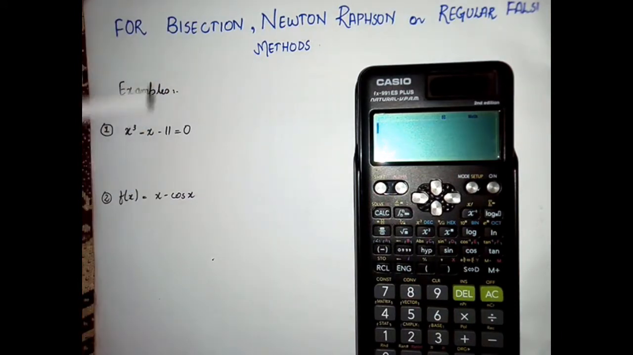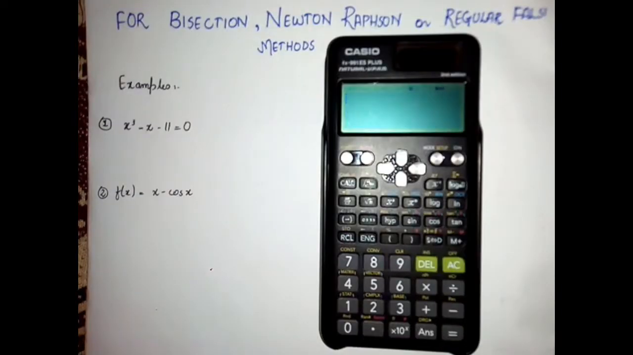So let's start. I have taken these two examples. These two are different, and the method of finding the root from the calculator for these two types of equations is completely different. So I have chosen two completely different equations. One is a polynomial and one is a trigonometric function, right? So let's start with the first one.